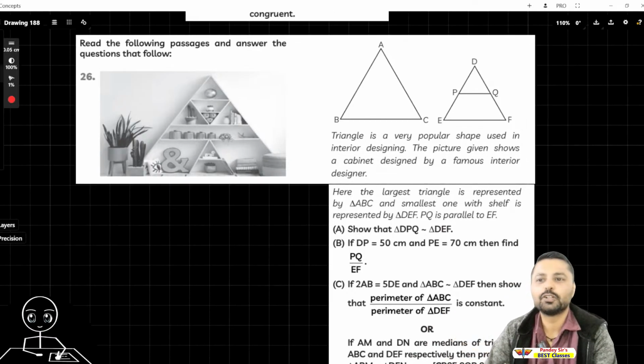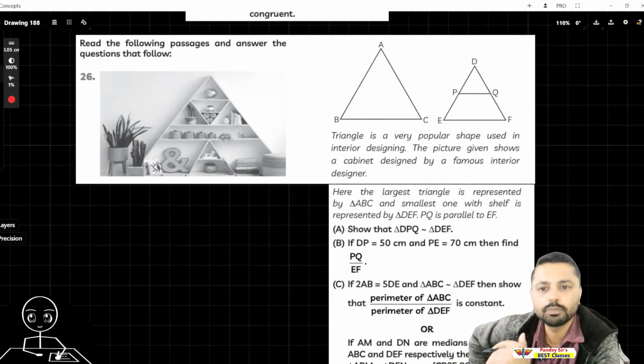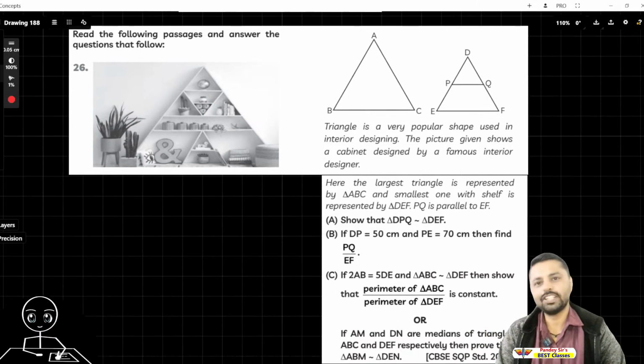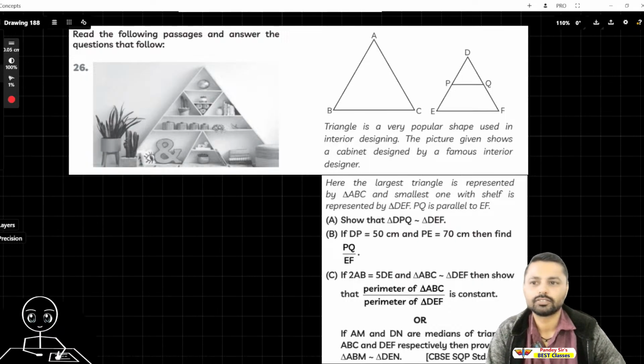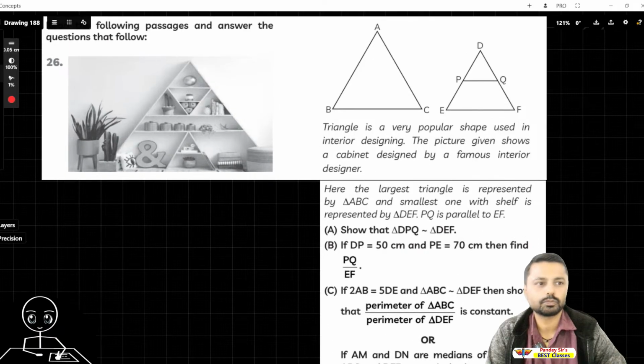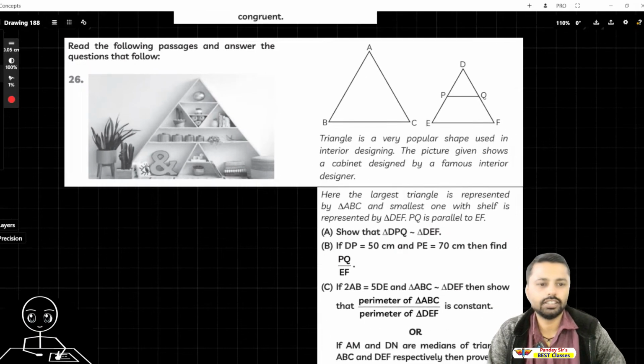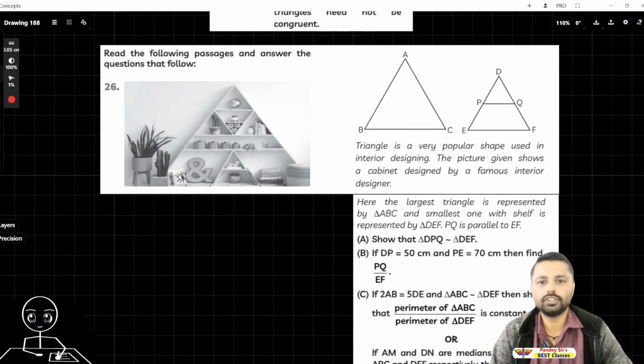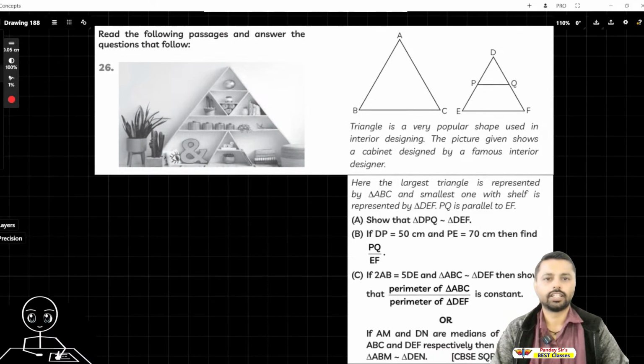Anyway, so read the following passage and answer the questions that follow. Okay. Your comments are very funny. Triangle is a very popular shape used in, okay. Oh, nice competency based question. Let's see, can you do it?